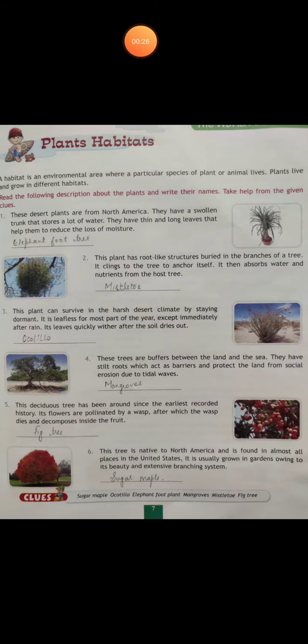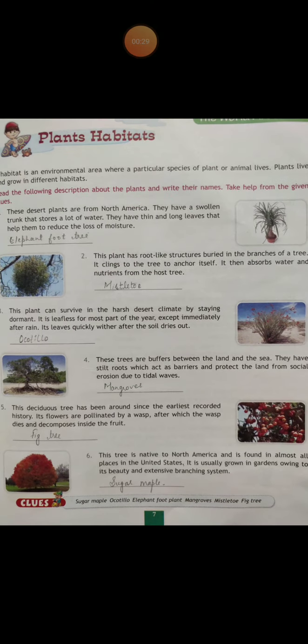So first topic we have is plants habitats. So a habitat is an environmental area where a particular species of a plant or animal lives. Plants live and grow in different habitats. So we'll read the following description about the plants and we'll write the names. You can take the help from the clues which are given at the bottom of this page.